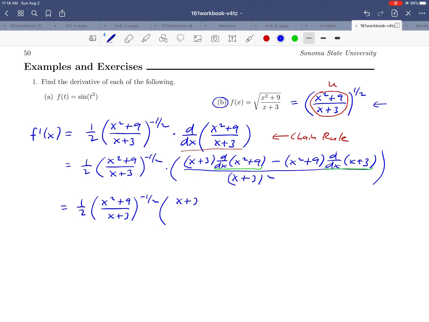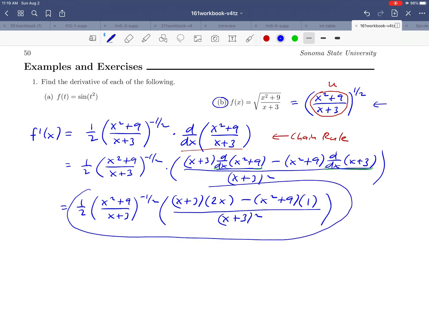Then we've got an x plus 3, and then we come to the derivative of x squared plus 9. What is that derivative? That's just going to be 2x plus 0. The plus 9 goes away. And then we come to the derivative of x plus 3. Well, the derivative of x is just 1, and the plus 3 goes away, so we're just going to get a times 1, all over x plus 3 squared. Notice that at that point, we're done, because we've taken all the derivatives that are to be taken. We can take this as our final answer.